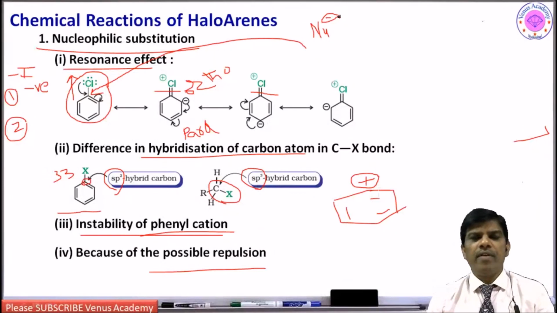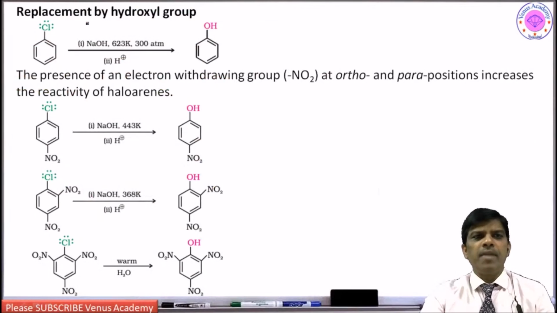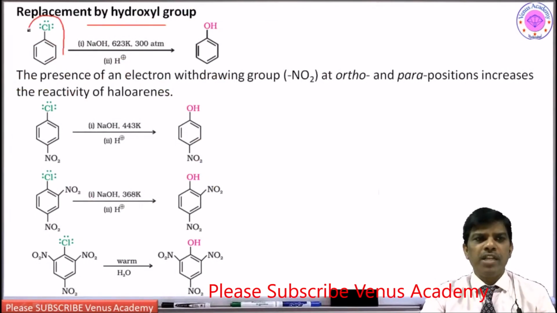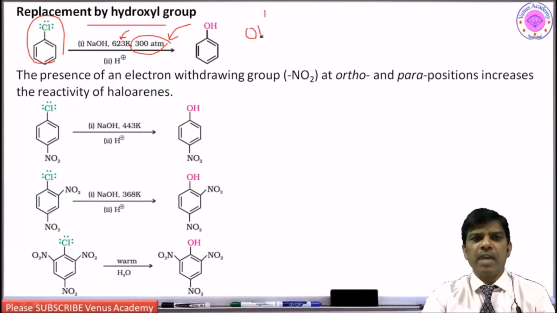But however, we come across a few reactions. For example, replacement by hydroxyl group, where chlorobenzene is treated with sodium hydroxide at high temperature under pressure. Usually what is that? Atmospheric pressure, at room temperature it is 1. So you are forcibly making it undergo nucleophilic substitution. That means the incoming nucleophile OH minus is forcibly replacing this.